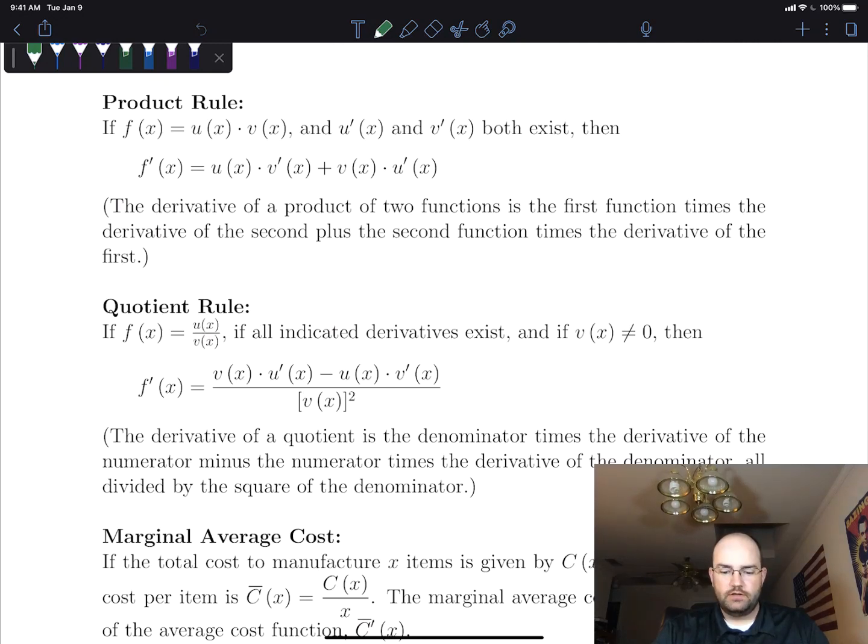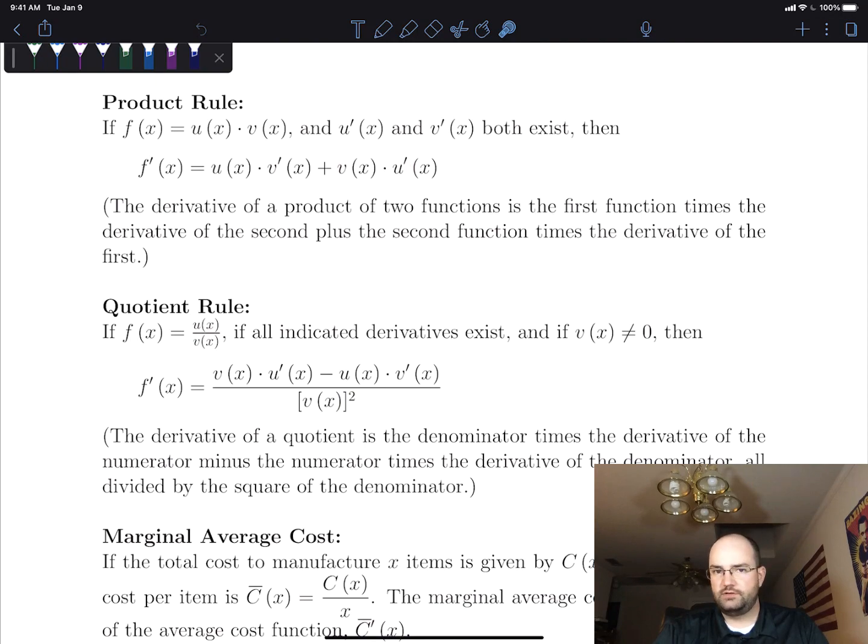Hello. In this video, I want to look at a couple of rules. The first is the product rule, and the second is the quotient rule. So first of all, the product rule is actually not too bad. It says if the function is a product of two different functions, and u prime and v prime both exist, then the derivative of the total function is just u times v prime plus v times u prime.